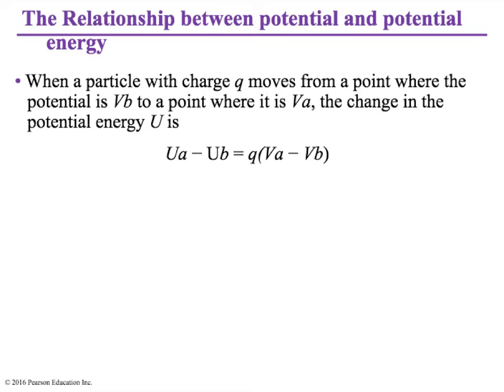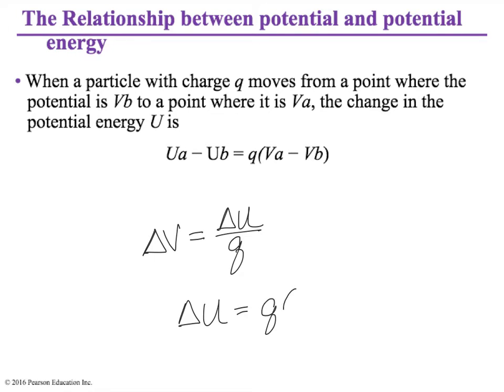The charge will move through a potential difference because it'll go from a point of one potential to a different potential. But as it does so, it also undergoes a change in potential energy. Remembering that the change in potential was defined as the change in potential energy divided by the charge, we can just rearrange this and see that if we take a charge through some change in potential, the change in potential energy of that charge is equal to the charge times the potential difference.